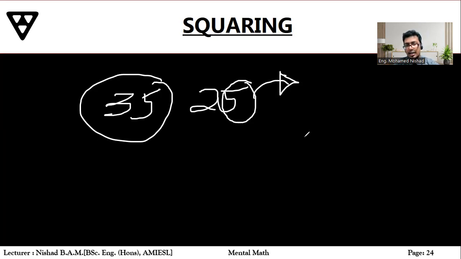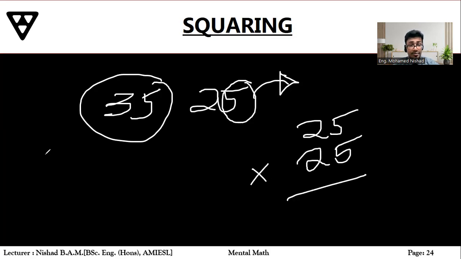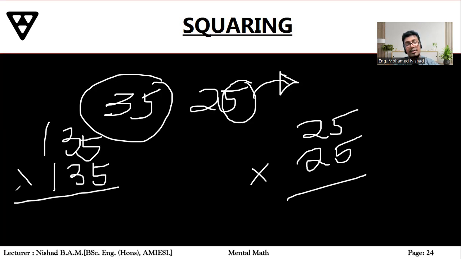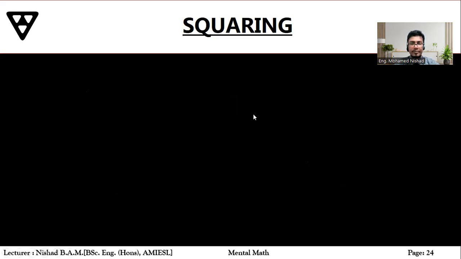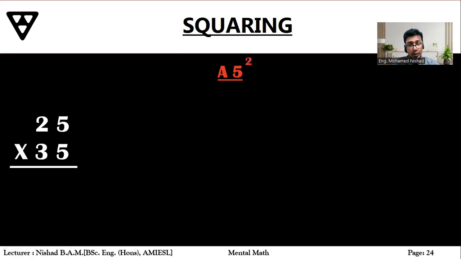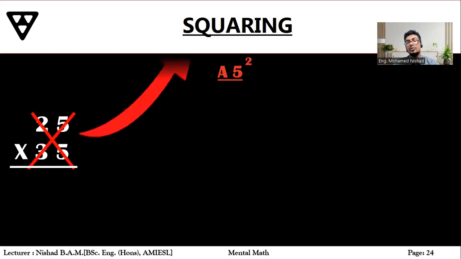As an example, if 25 is multiplied by 25, we can have a technique. If 135 is multiplied by 135, we have a technique. We have a technique for the numbers that are ending with 5. So let me provide you the example. If the number is multiplied like 25 times 35, this technique will not work. Why? Because it's not squaring. It's not going to work.